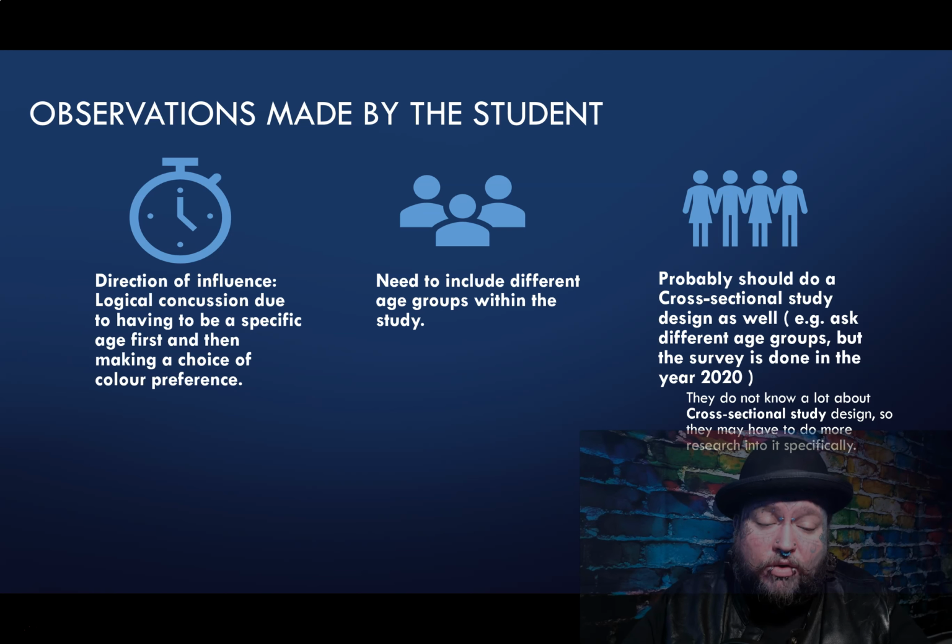And they should probably do a cross-sectional study design as well. So asking different age groups, but the survey is done in the year 2020, so all of them, they're asking these groups, but they're all doing it within the same year. They're not getting data from 2010 and comparing it to 2020. They want to keep it to that. They don't know a lot about cross-sectional study designs, so they're probably going to have to research that more and do some more background research before they design their experimental procedure.